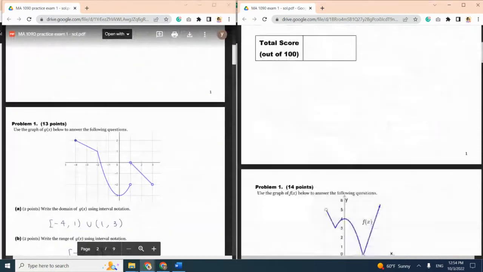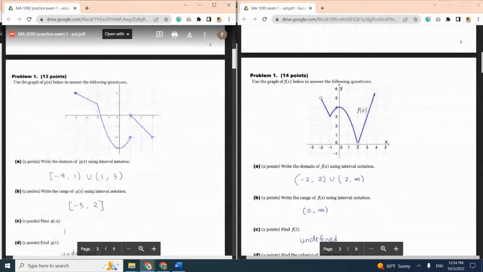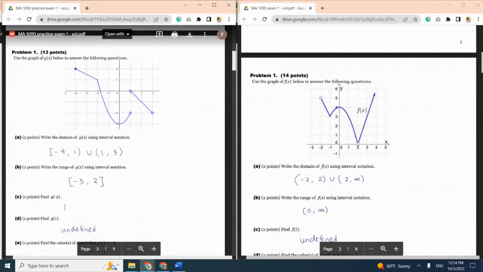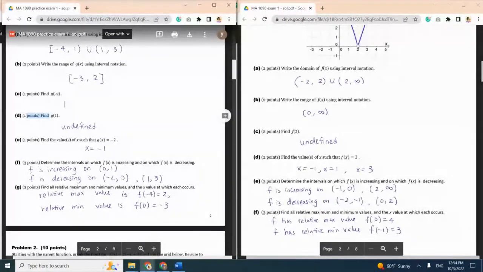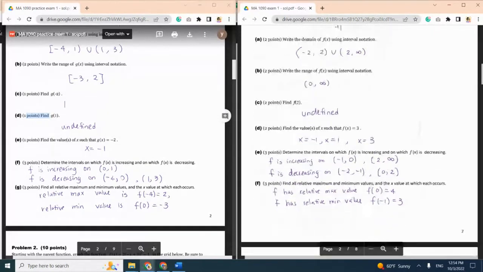Exam and practice exams. The first problem, on the practice exam, was given a graph. On the exam, the graph is also given. And we want to ask the domain, the range, and evaluate some points. And we ask on what interval the function is increasing or decreasing, and then find relative maximum and minimum values. Do you see those two exams are very similar? Yes? Keep going.